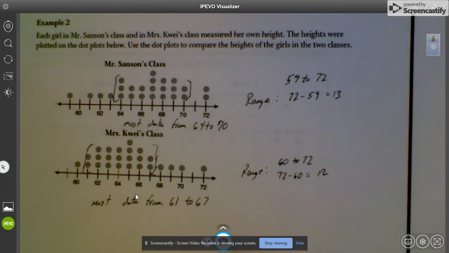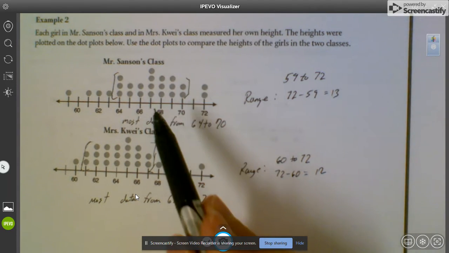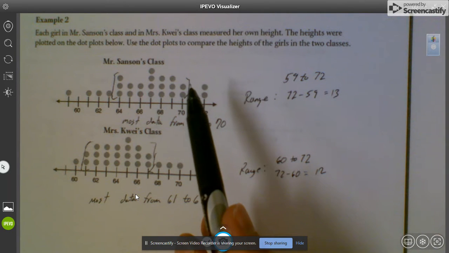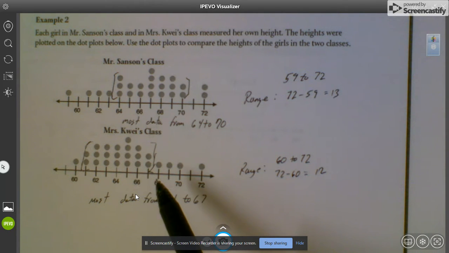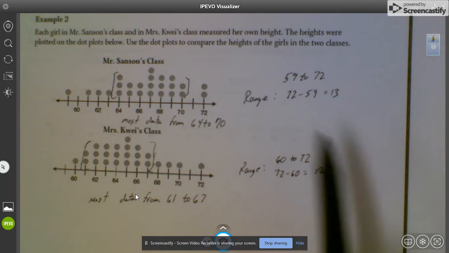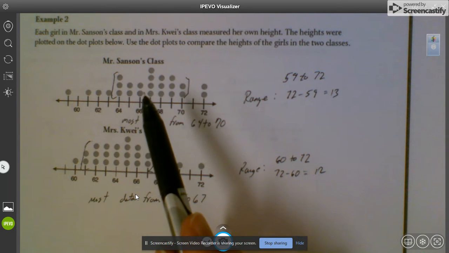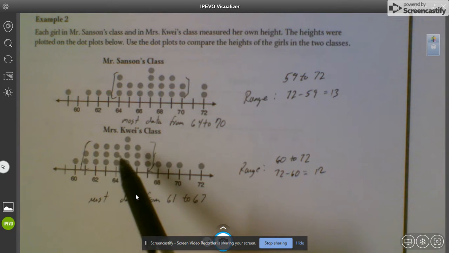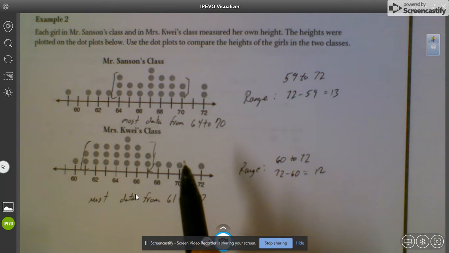Okay, so the question there becomes, can we pull anything from that information without having to do any calculations? I'm hoping you realize that this means that the mean for Mr. Sanson's class is going to be a little bit higher than the mean for Mrs. Kwai's class, because the majority of your data, first off, the range is basically the same. They're very similar, so the data is not super spread out. But most of the data appears to be on the right side, and down here, most of the data appears to be on the left side. And when you compare the two, it's just not quite as high. So Mr. Sanson is going to have a higher mean.